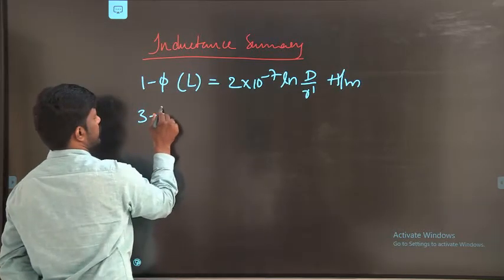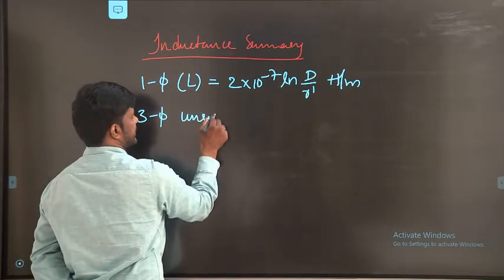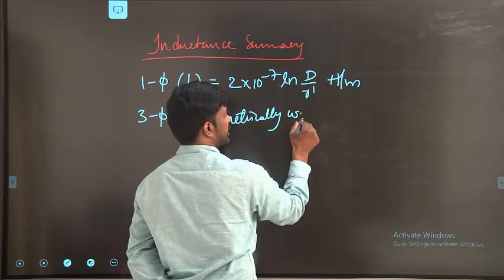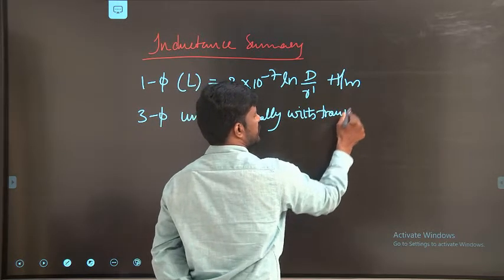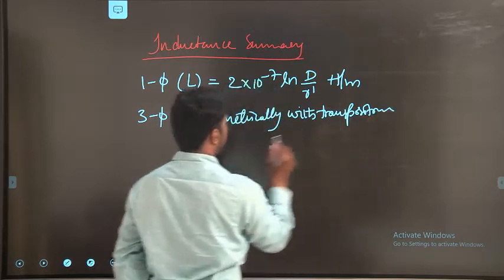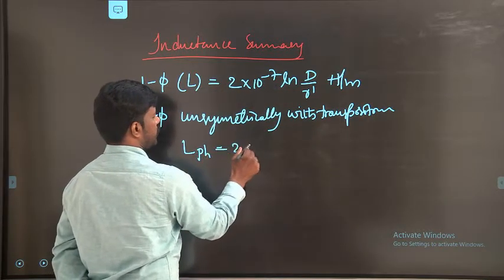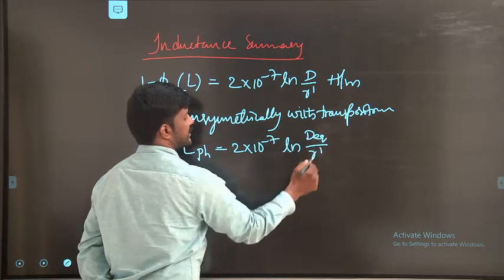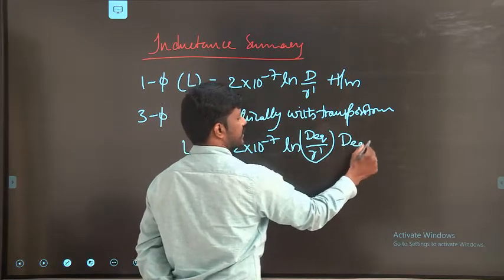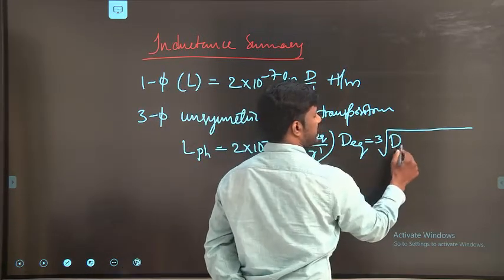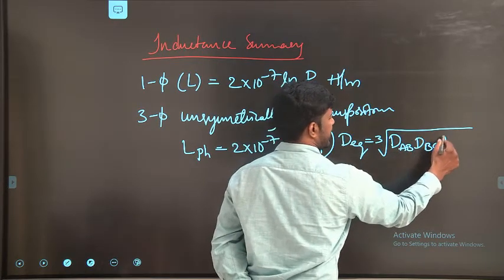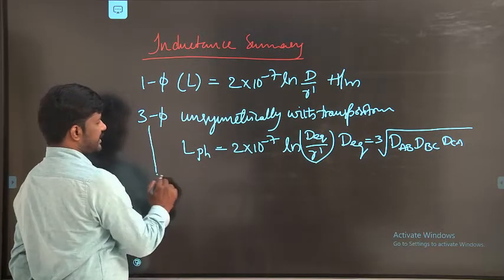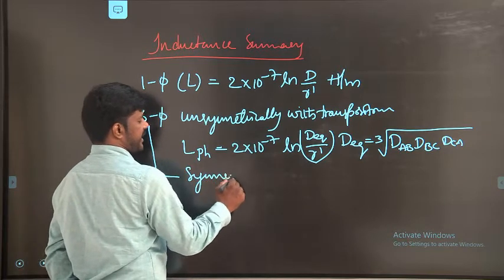And next, 3-phase circuit, unsymmetrically spaced with the transposition. The formula is L per phase is equal to 2 into 10 power minus 7 ln of D equivalent by R dash, where D equivalent is cube root of product of the possible distances DAB, DBC, DCA, and R dash is 0.7788 into R.